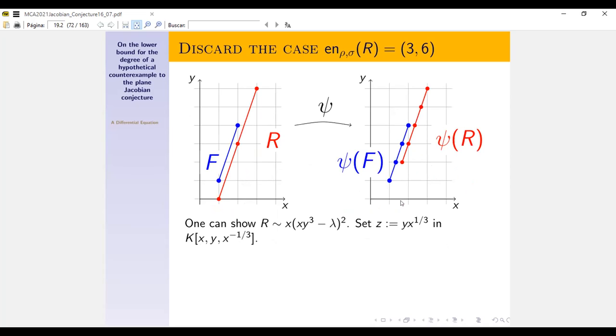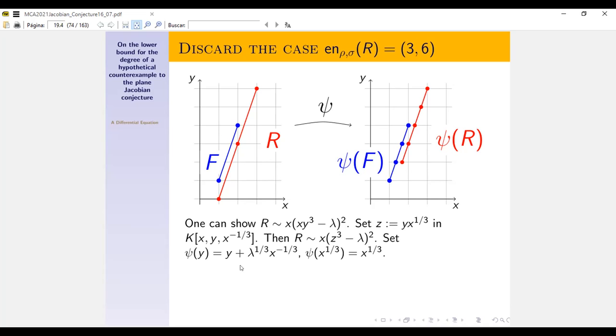So we expand our ring. Instead of k of x, j, we add a variable x to the minus 1 over 3. Okay, and this can be done in a correct way, defining these variables. And then we set z equal to j x to the 1/3. And then we can write R again. Okay, this x j cubed is just z cubed. And then this is a linear factor, z minus lambda to the 1/3.